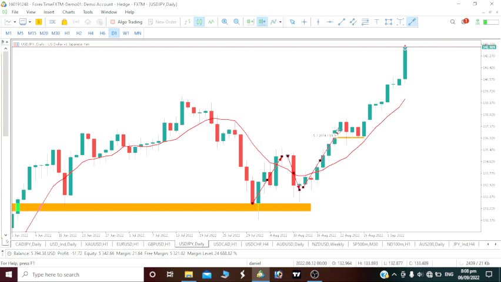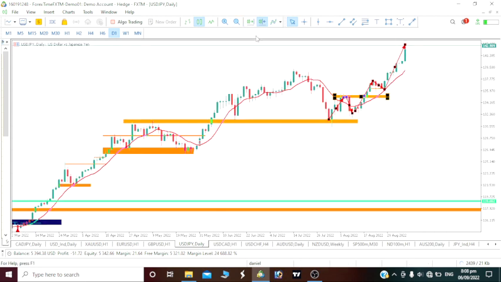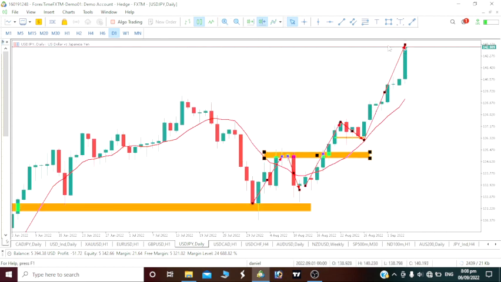Impulse move, another impulse move, breaking our previous higher highs. This was the previous higher high. Price broke above it. The correction was made here, and now see this good amount of impulse movement upward. So what are we expecting after this huge amount of impulse movement? We are expecting a correction.